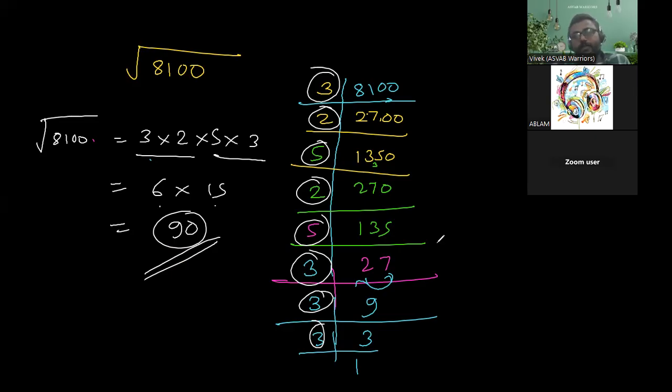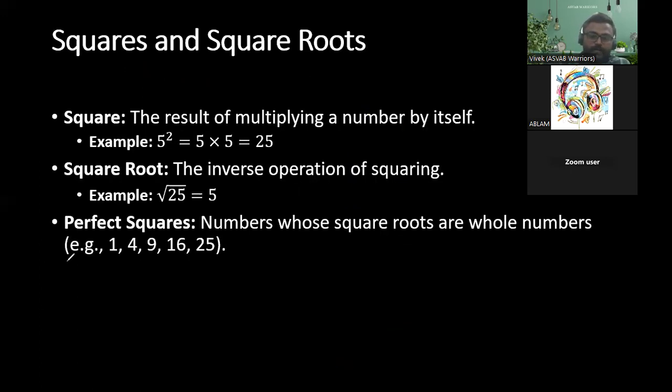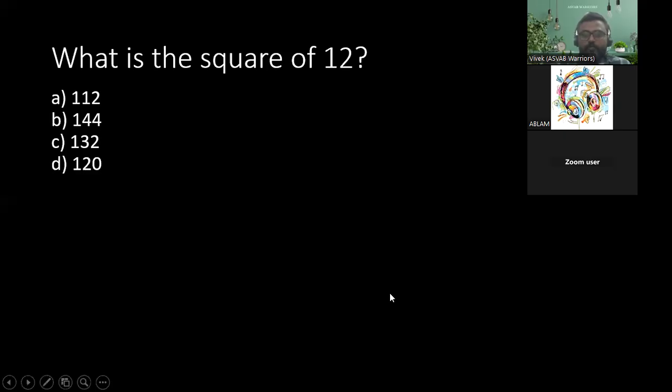Valeria, did you understand it a bit more than before? Okay. Now, I want you guys to find the square of 12 first. Come on, guys. Square of 12. Square of any number is nothing but the number multiplied with itself 2 times.